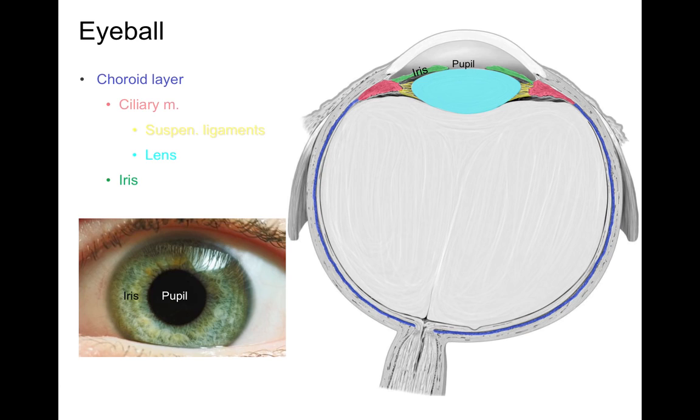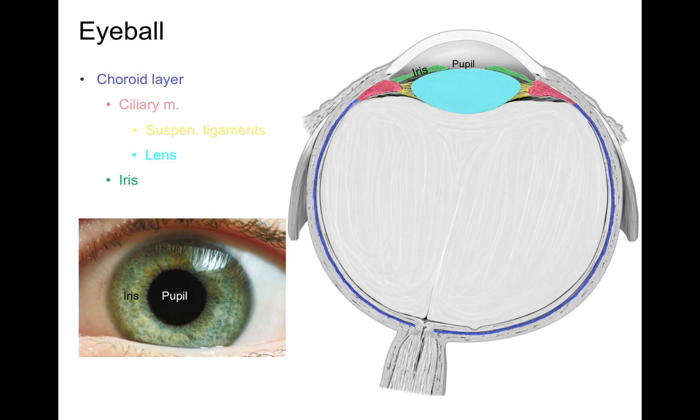The second layer is called the choroid layer, and it's shown in blue in this illustration. And it's got a lot of blood vessels, and anteriorly a portion of this is a bunch of smooth muscles called the ciliary muscles. And that circular muscle is attached to the lens in turquoise by the suspensory ligaments in yellow. And the contraction and relaxation of those ciliary muscles changes the tension of suspensory ligaments, which change the shape of the lens.